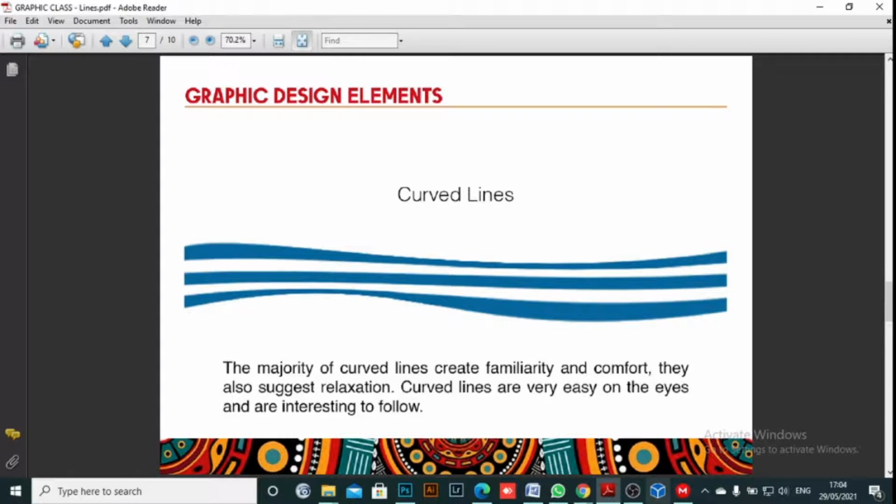We also have the curved lines. The majority of curved lines create familiarity and comfort. They also suggest relaxation. Curved lines are very easy on the eyes. Look at this, it's even sweet looking at it, and they are interesting to follow. So when you see lines like this, it creates a kind of relaxation, and it even helps to guide the eyes of the viewer.